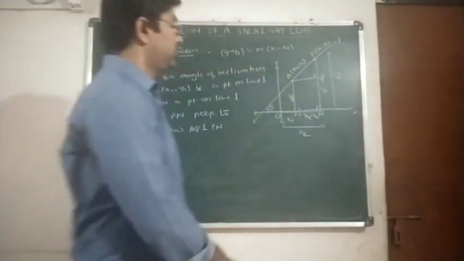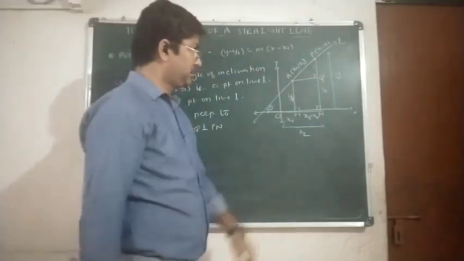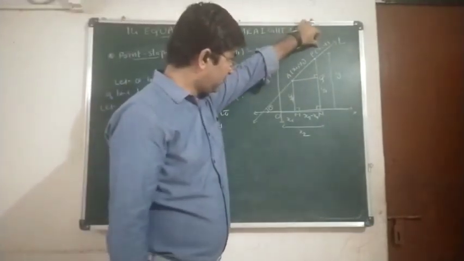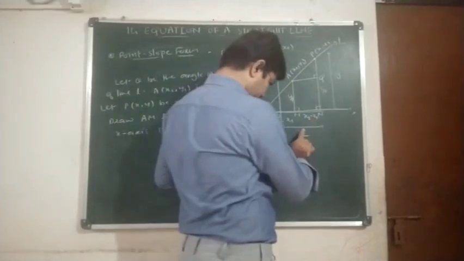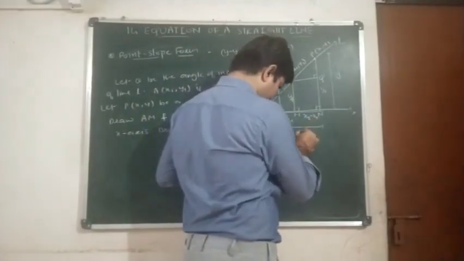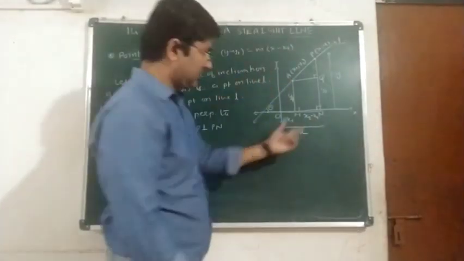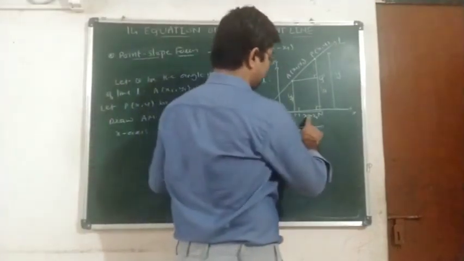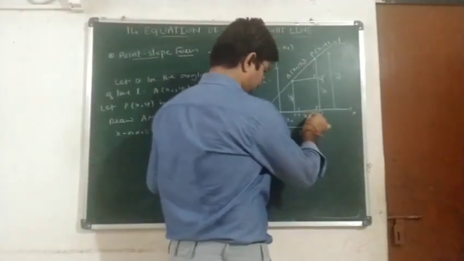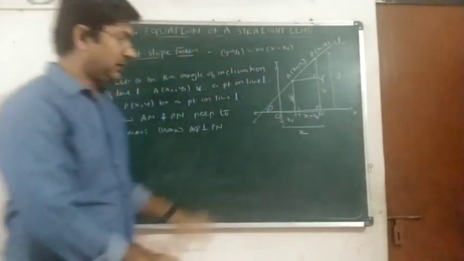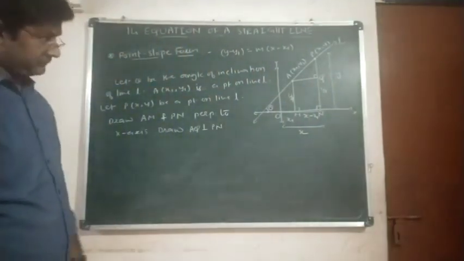Yes or no? Clear? Okay, there is one mistake. Coordinates of point P are x. So this length is given to be x, not x2, and therefore length MN will be x minus x1. Clear? What will be the length MN? That will be x minus x1.